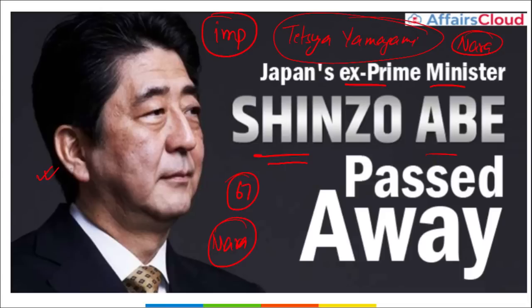Alright, if we talk about him, he was born in the year 1954 in Tokyo, Japan. He was a Japanese politician who has served as the Prime Minister of Japan and the President of the Liberal Democratic Party from 2006 to 2007, and again from 2012 to 2020. So remember, Shinzo Abe has recently passed away.